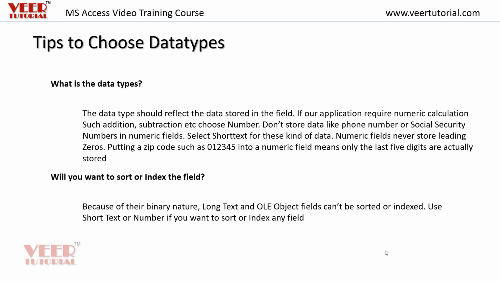A numeric field never stores leading zeros. Suppose we want to save a zip code in which the first value is 0, and if we select number for this field, we will lose the 0. Only 4 characters will be saved in this field. So I suggest in this case you always select short text.